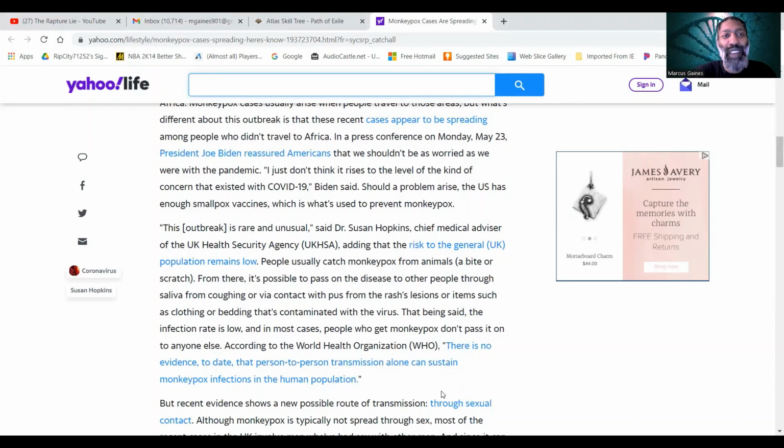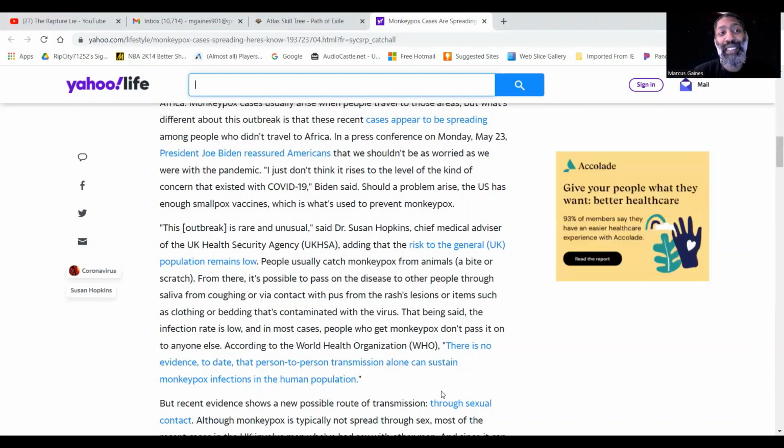"I just don't think it rises to the level of the kind of concern that existed with COVID-19," Biden says. That's all in quotes. Should a problem arise, the U.S. has enough smallpox vaccines, which is what's used to prevent monkeypox.